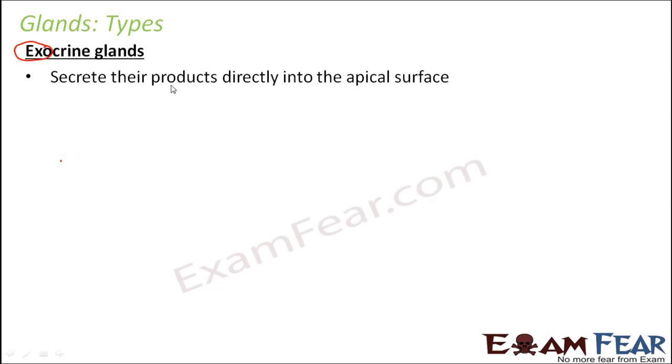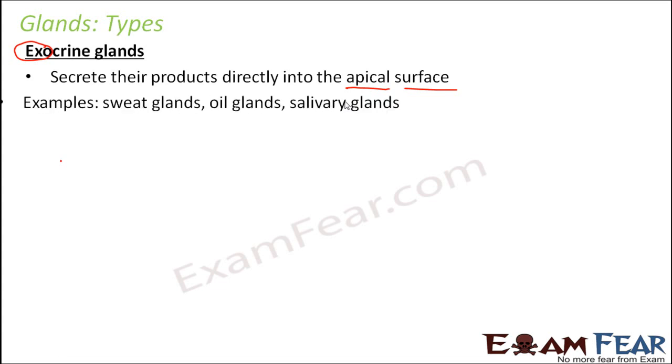So these glands will secrete their products directly onto the apical surface. So when I say apical surface, that means the surface of the cell. So that means they are directly secreting their products on the cell membrane surface, so that they are directly reaching the cell. So we are not dependent on anybody else to carry the secretion to different cells of the body. So we are actually throwing it on the membrane of the cell. Now, some of the examples of exocrine glands are the sweat glands, oil glands, salivary glands.